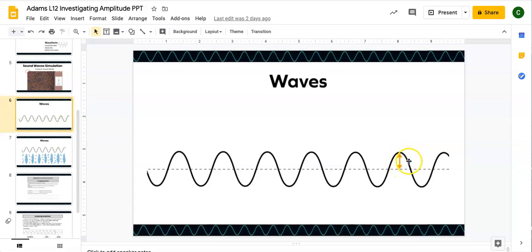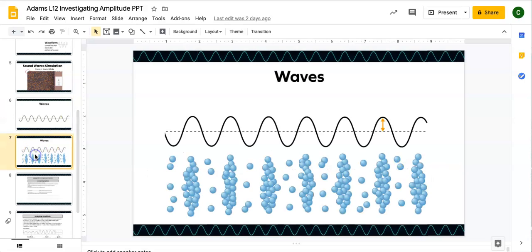So we need to remember that we were able to change the waves in our simulation by changing the amplitude slider. And I want us to continue to remember that amplitude has to do with how quiet something is and how loud something is. So let's go to the second slide here, because this is actually a little different.